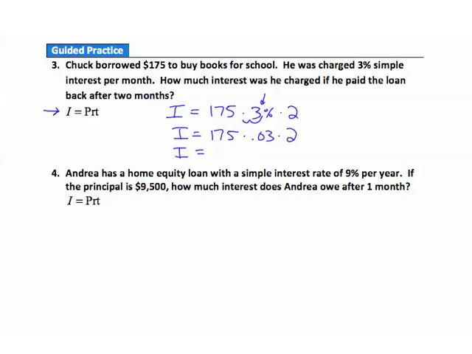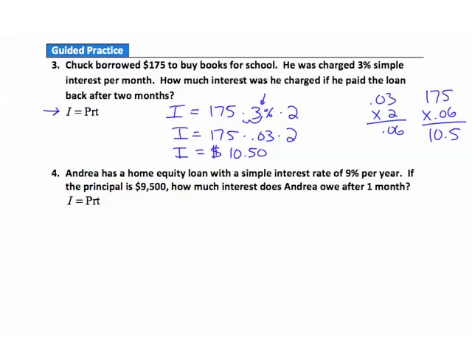So we're going to take 0.03 times 2 to start. Let's do that. That's going to give us 0.06. Now I want to take that 0.06 and multiply it by 175. So we'll go 175 times 0.06. When we do that multiplication, we get 10.5. So for this loan of $175 after 2 months, he is charged $10.50.